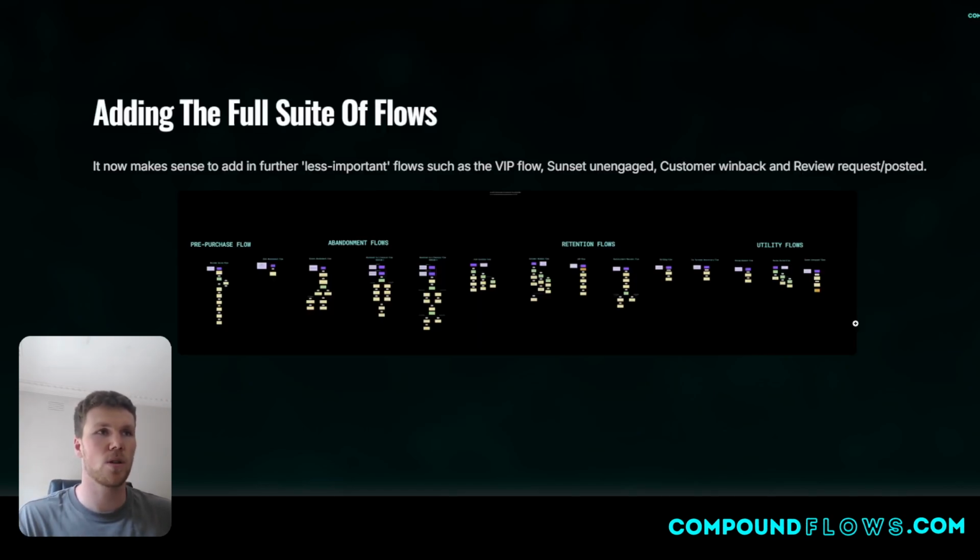This is kind of what it would look like, adding in some of those lesser important flows, especially things like the sunset unengaged. That's more of a utility flow because it's just clearing out any inactive subscribers, because by now you should have quite a lot of profiles in your system and you just want to keep that email deliverability pristine. So sunset unengaged is going to help you with that. Customer win back is going to help first time customers coming back and buying again. And then, like I said, the review flow, obviously having a lot of social proof and reviews on your website is very important.